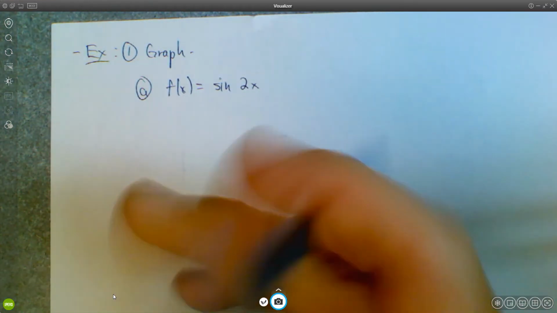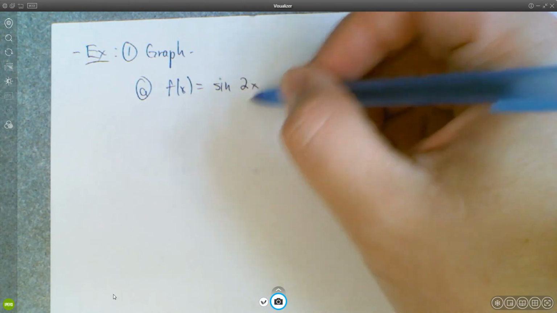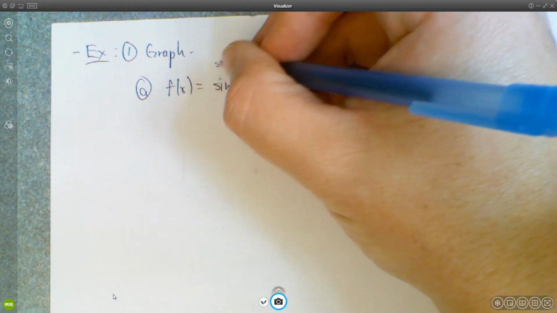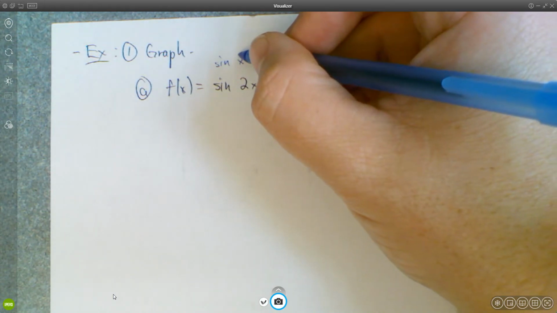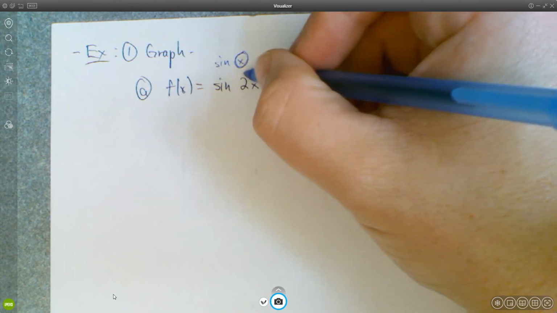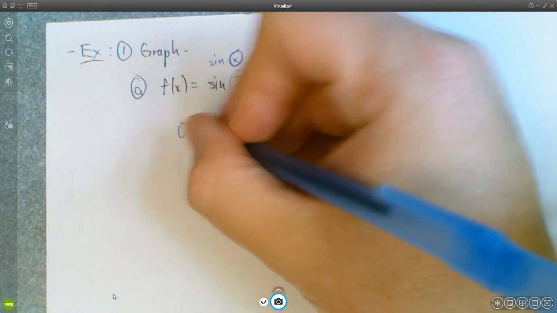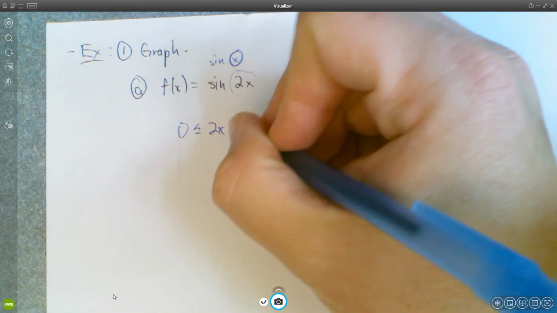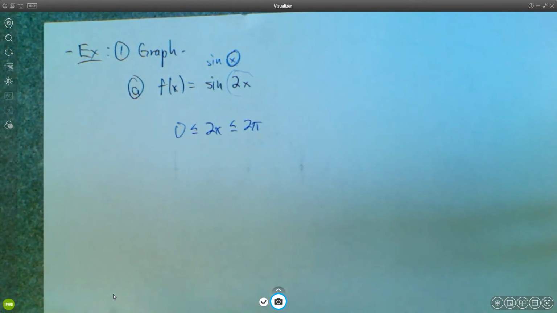period of this function, we know that for the sine function, the parent function sine x, the period is 2 pi. So we would trap this argument between 0 and 2 pi. So I'm going to do the same thing here. I'm going to trap this argument, 2x, between 0 and 2 pi, since the period of the original parent function is 2 pi units.